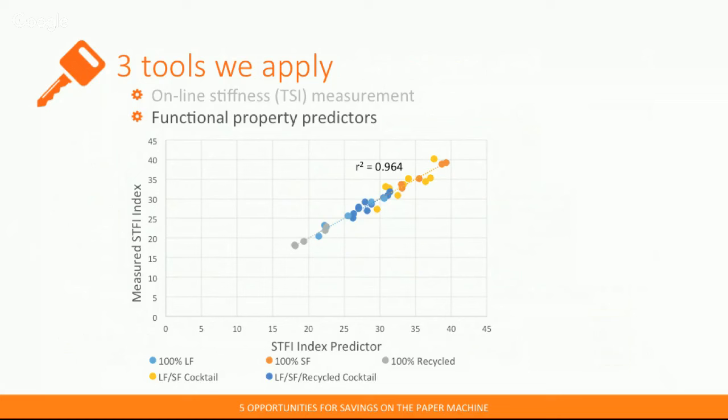Now, we don't always have to use it with our TSI measurement, our online measurement, because just understanding the property gives us some insight into what has to happen on the machine to, say, improve or change a functional property. If we change one property, we may change another one, so we need to understand the interaction as well. So that's another tool that we apply to the work that we do to save money on the paper machine.